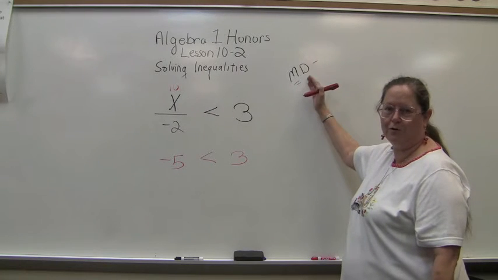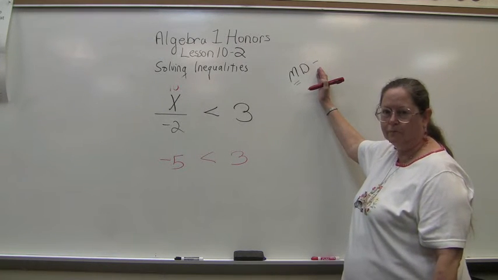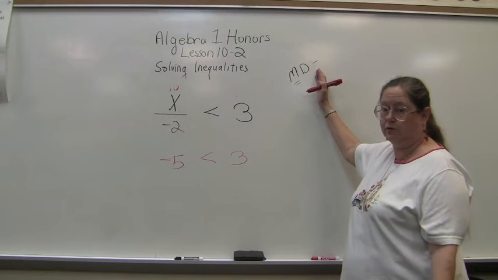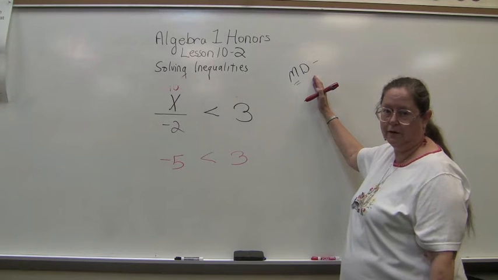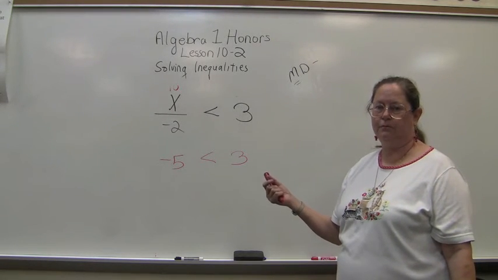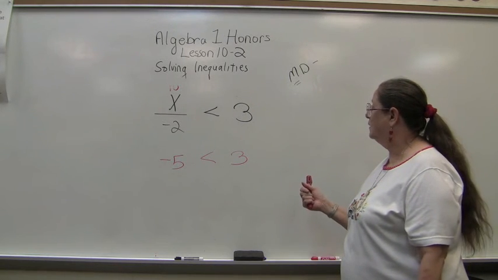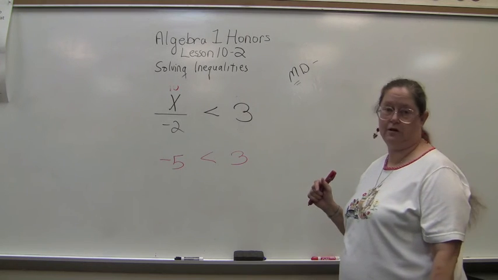When you multiply or divide by a negative, it's a positive number, you don't have to worry about it. Okay? And if you're just adding or subtracting, you don't have to worry about anything. But if it's multiplying and or dividing by a negative number, then you have to flip the sign. Okay? All right, and that is the gotcha. That's pretty much what there is in lesson 10-2.